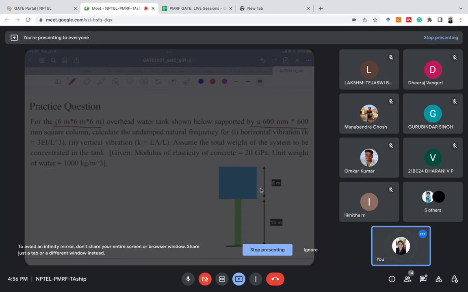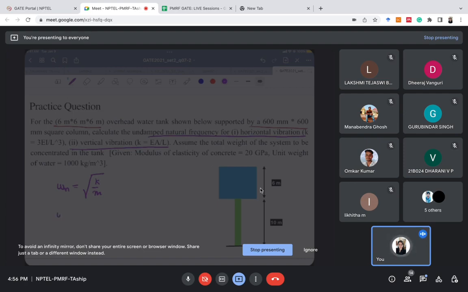What we have to find out, just focus on what you need to find out, then you will formulate the formula and things accordingly. You need to find out the natural frequency for horizontal vibration and the natural frequency for vertical vibration. They have made the problem even easier. Instead of giving delta, they have given the value of k. So you know the formula of omega n, right? Omega n is under root of k by m. K is given.